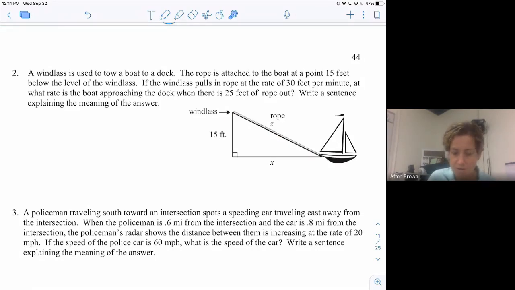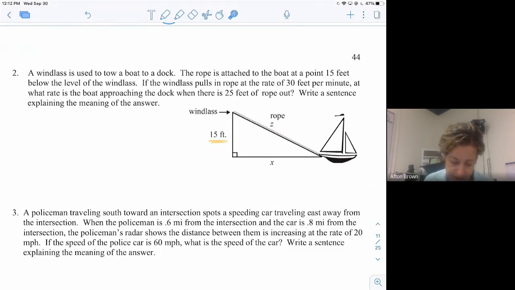Not bad. So the reason it's okay to leave this one as 15 is because that's a constant, meaning that side of the triangle is not changing in size. But this side does change, so we have to call it a variable. This side is changing because the rope is being pulled in, so we have to call it a variable.